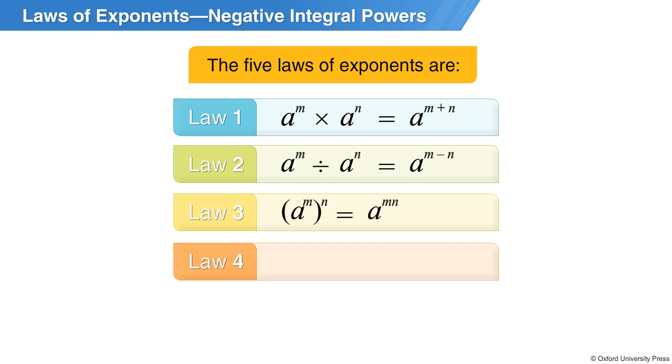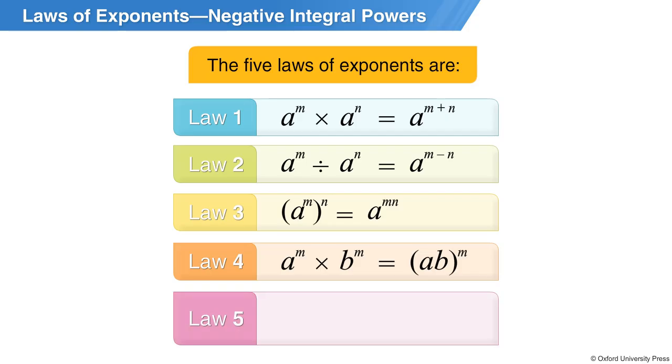According to the fourth law of exponents, the product of a raised to the power m and b raised to the power m equals the product a, b raised to the power m. According to the fifth law of exponents, the quotient of a raised to the power m divided by b raised to the power m equals the quotient of a by b raised to the power m.